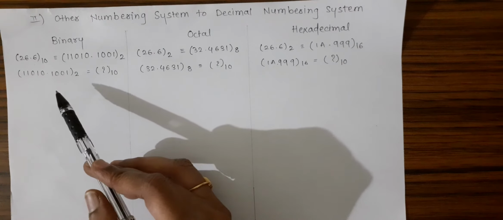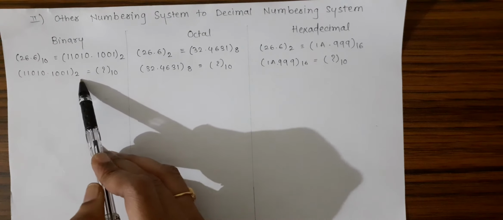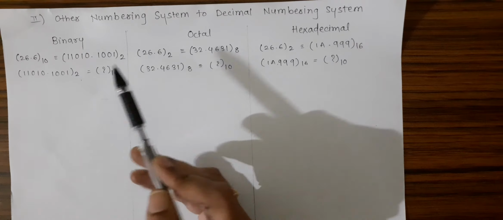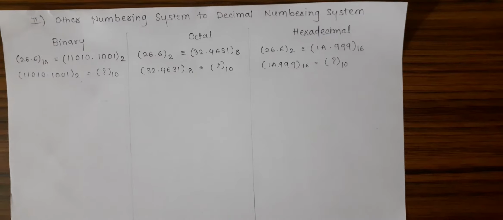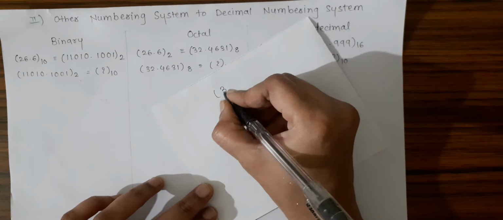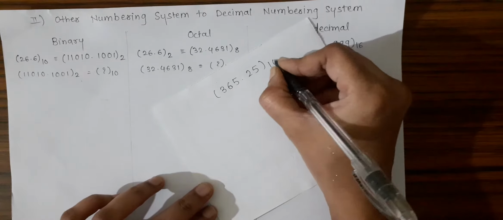Let us say we are given 11010.1001 in binary, which is to be converted to its equivalent decimal. Before starting with the actual conversion, we will see how we interpret the value of any number. Let us say we are given 365.25 in decimal.